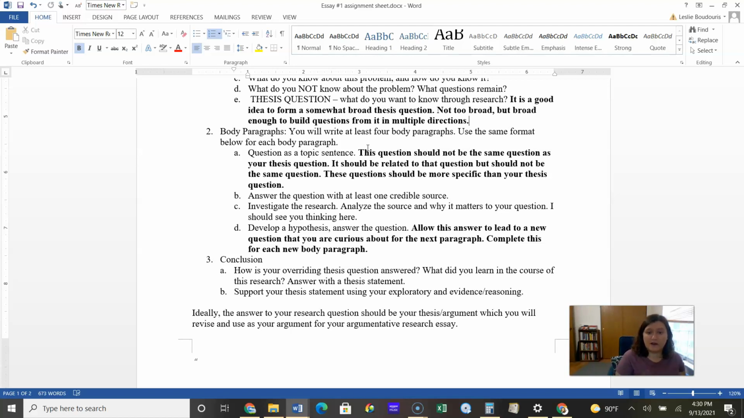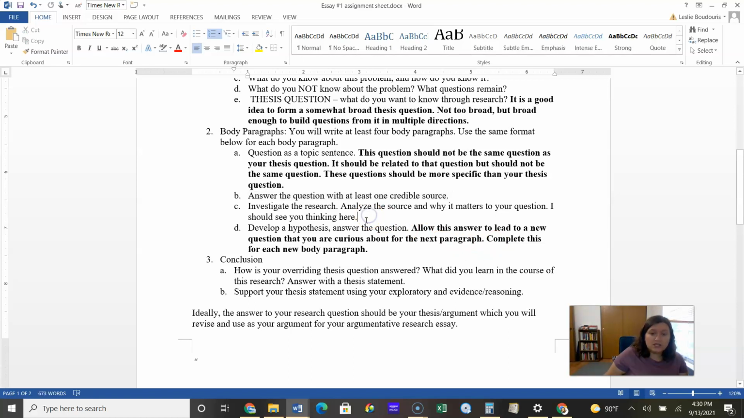So for your first body paragraph, you have a question as your topic sentence. Then you answer that question with at least one credible source. Each body paragraph should have at least one credible source. I do not necessarily have a specific number of sources that you have to have, but you should have at least one credible source per body paragraph, okay?